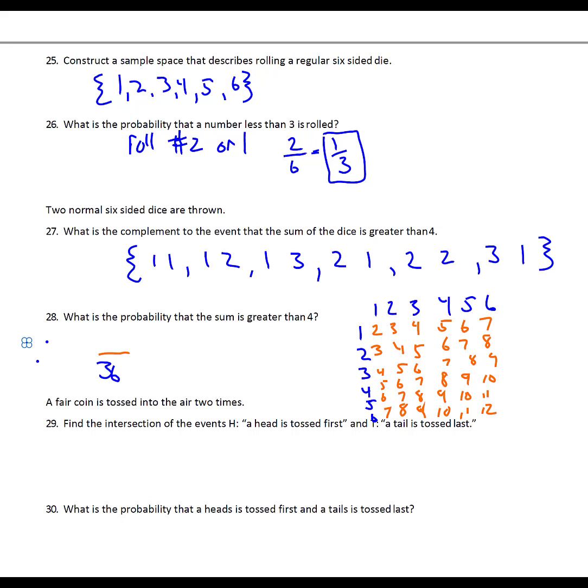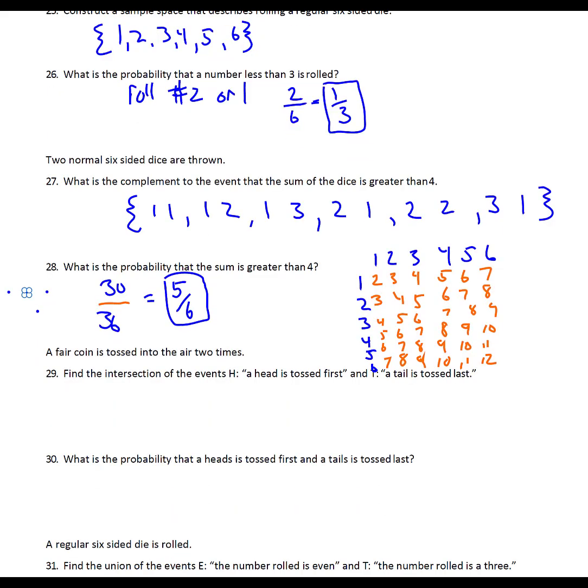Alright, to count how many are greater than 4, let's count how many are 4 or less. 1, 2, 3, 4, 5, 6. So we have 6 that are 4 or less, so we have 30 overall. And 30 over 36 can be reduced to 5 over 6. So the probability that the sum is greater than 4 is 5 over 6.